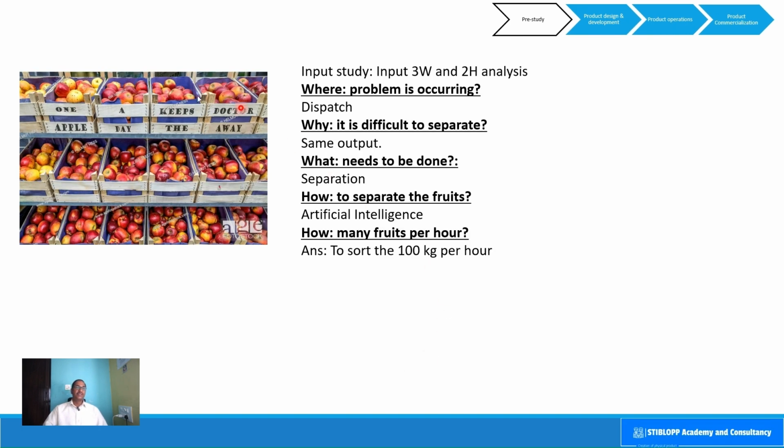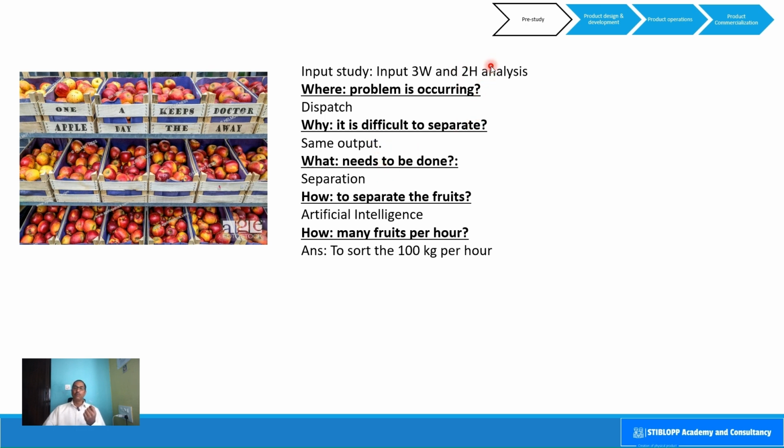Okay, so this is the lot of the apples which needs to be checked, I mean, whose quality needs to be checked before exporting. Okay, so this input study involves 3W and 2H analysis. So, what is this 3W analysis? Each W in this 3W stands for where the problem is occurring, why it is difficult to separate, and what needs to be done.